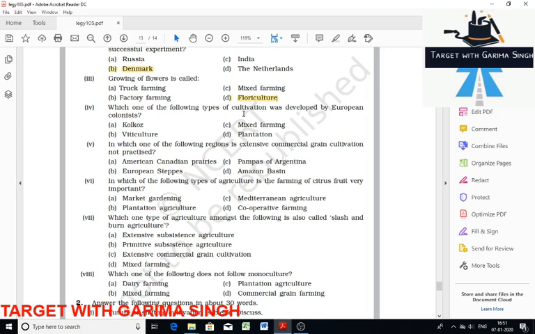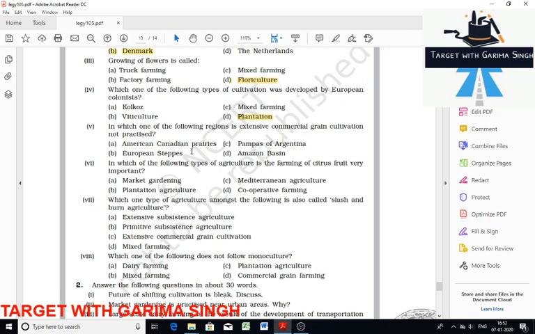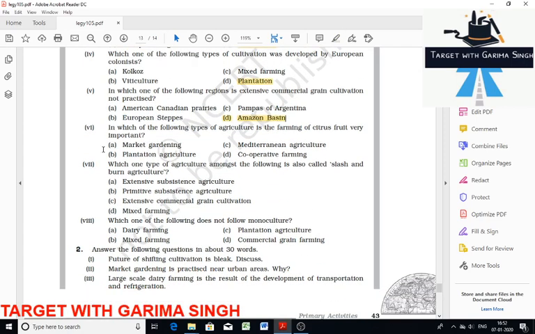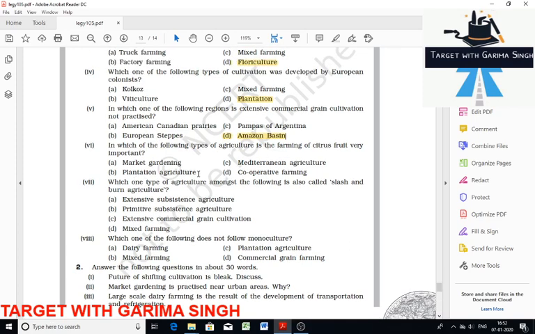Then, which one of the following types of cultivation was developed by European colonists? So it was plantation. In which one of the following regions is extensive commercial grain cultivation not practiced? It's the Amazon basin. It's not practiced in that. Then in which of the following, here you see nomadic herders, I think. In which of the following types of agriculture is the farming of citrus fruit very important? It's Mediterranean agriculture.